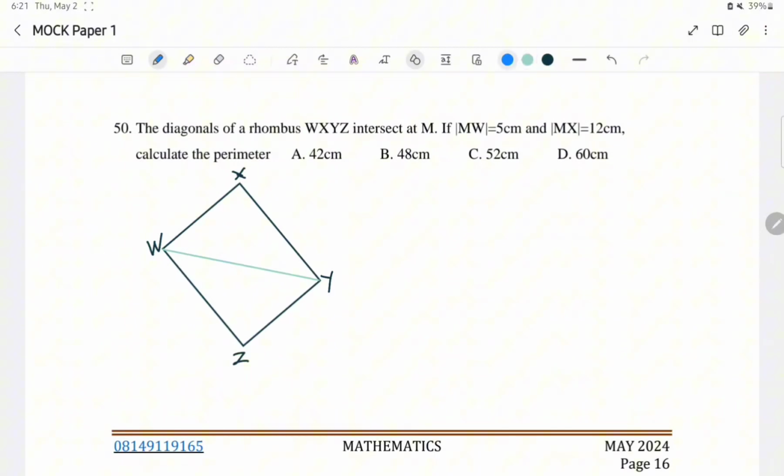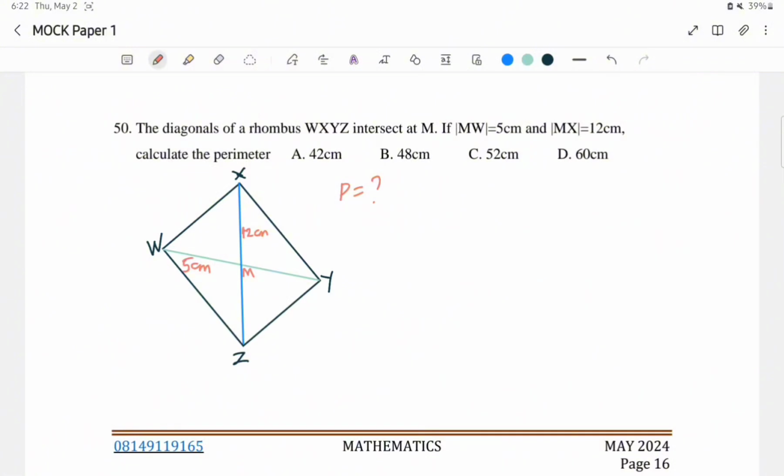Let me use another ink for this. So we are told that the diagonals intersect at M. So that means this is point M. If MW is 5 centimeters and MX is 12 centimeters, calculate the perimeter.